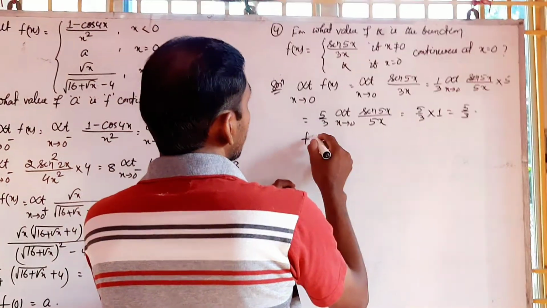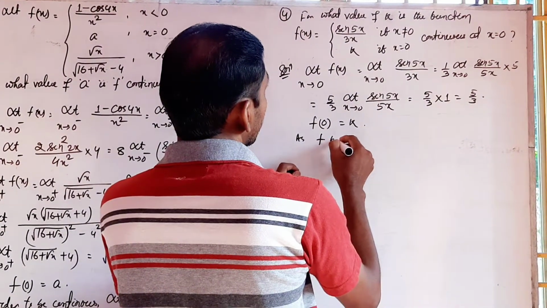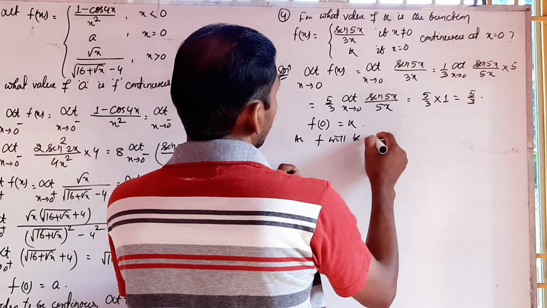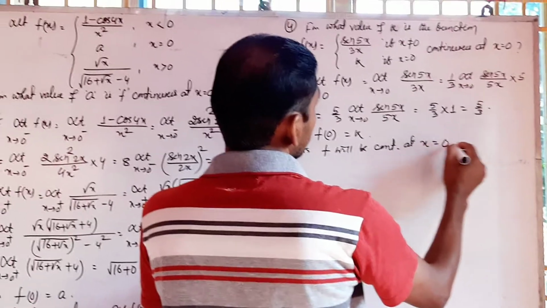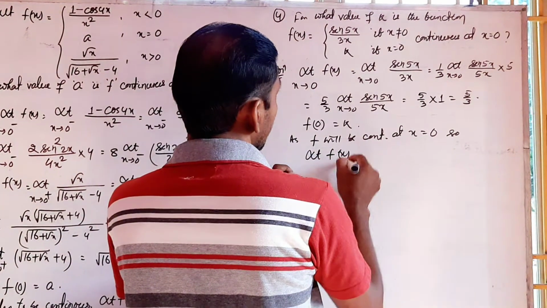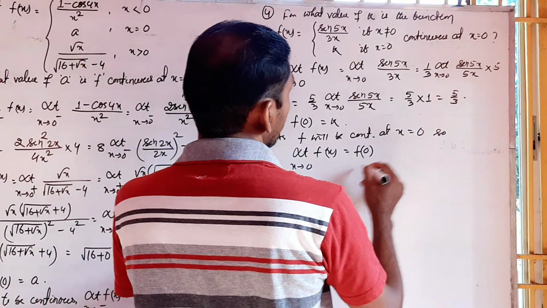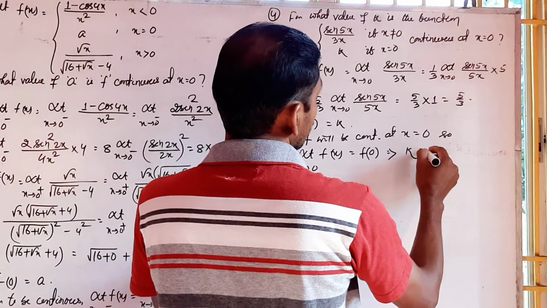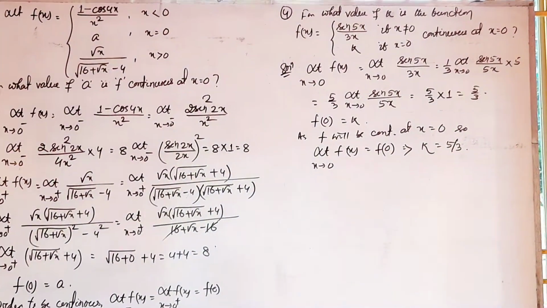And f of 0 is what? K. So f will be continuous at x equal to 0. So what will be the condition? Limit of f of x as x tends to 0 must be equal to f of 0. This implies k must be equal to 5 by 3.